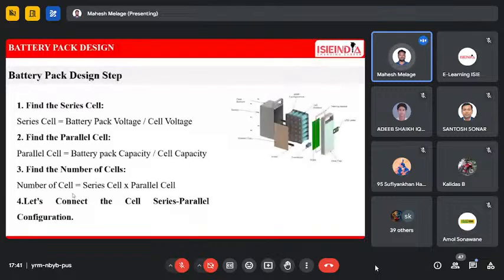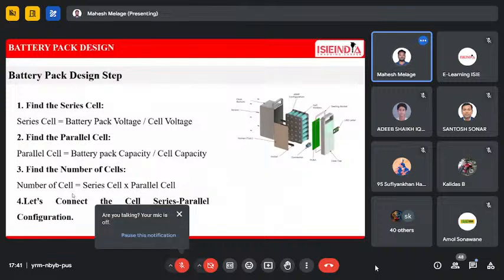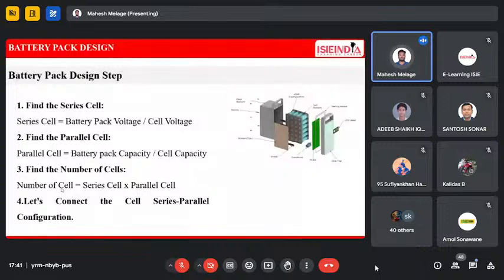So these are the battery pack designing steps. First, we calculate the series cells, meaning the number of cells connected in series. Next is the parallel cells: how many parallel cells are connected. Find the number of cells, and then connect them as a series-parallel combination. The number of series cells is the battery voltage divided by the cell voltage. For parallel, it is the battery pack capacity divided by the cell capacity. The number of cells is equal to series cells multiplied by parallel cells.